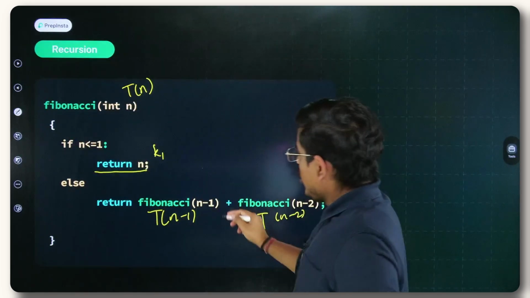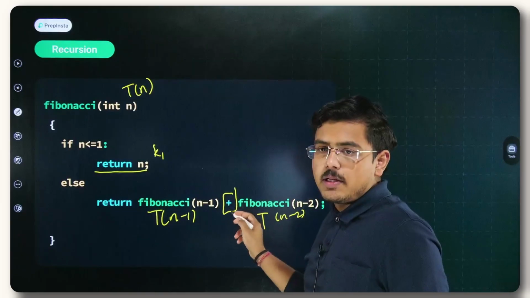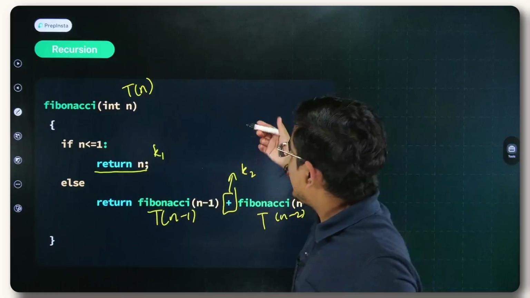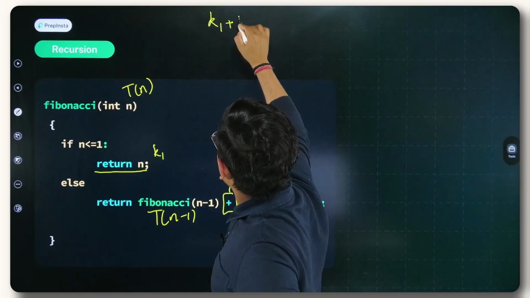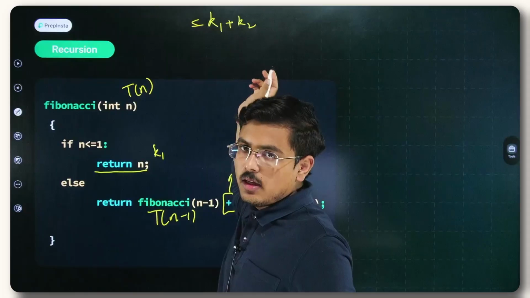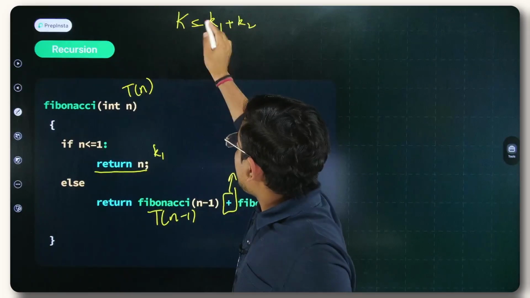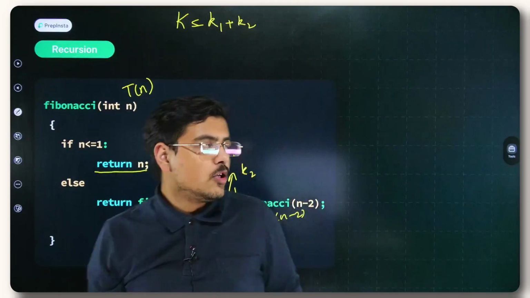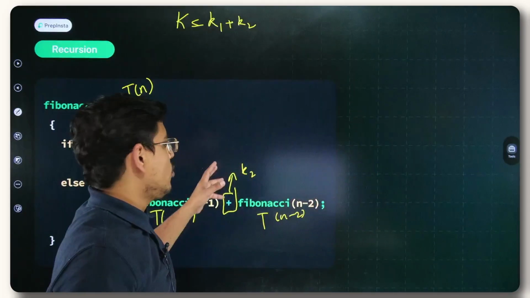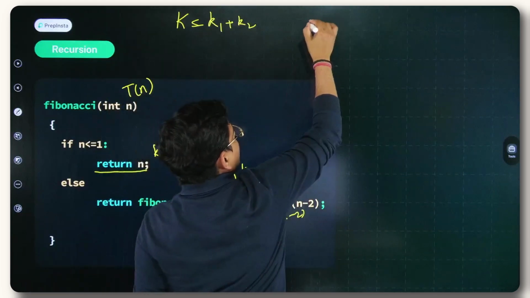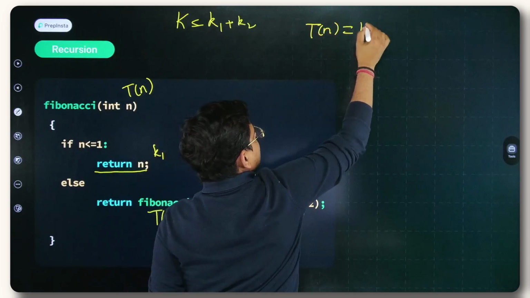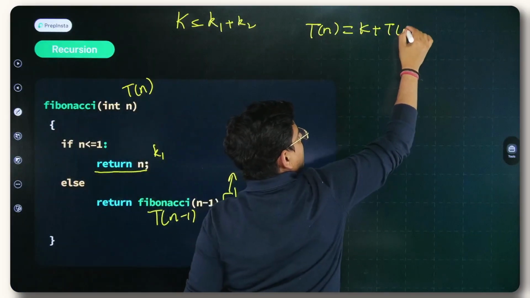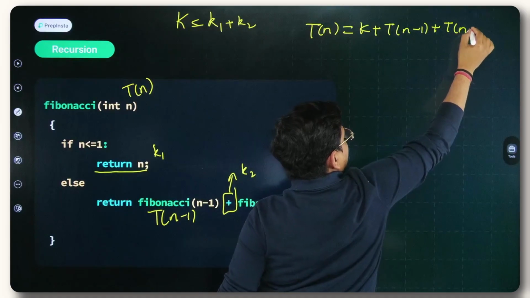And this plus portion, this arithmetic operation happening here, would again take some constant time, say k2. So what I try and do is add this k1 plus k2 here itself, because you will see addition happening further, and I say that capital K denotes the sum of these two constants. Now we try writing, using a recurrence relation, how its time complexity can be calculated. So if we write T of n, it becomes K plus T of n minus 1 plus T of n minus 2, right? This is how it would look.